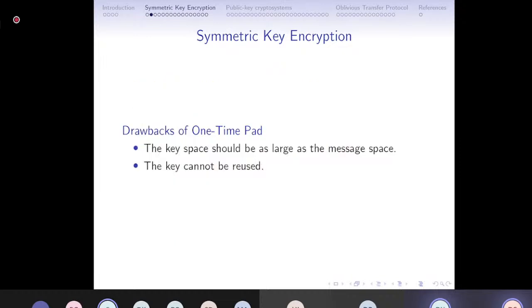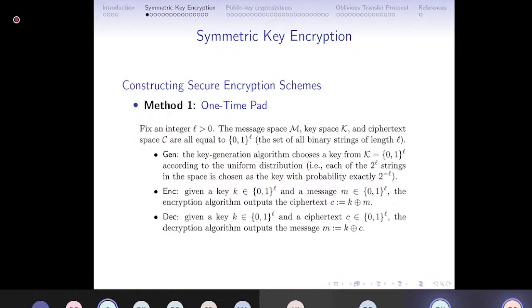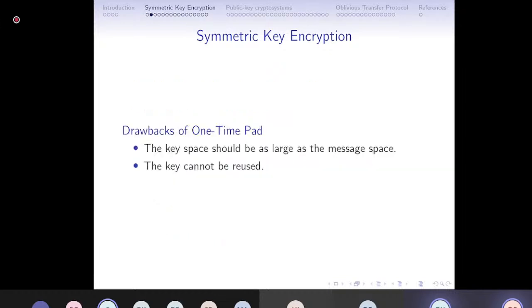And another one is that the key cannot be reused. That means suppose that we have encrypted the same movie using the same key 2 times. At that time, it will reveal the information of that movie. So this is the main actual drawback of the one-time pad. That means the key should be as large as the message space, and second, the key cannot be reused.